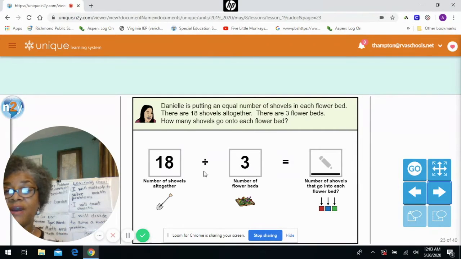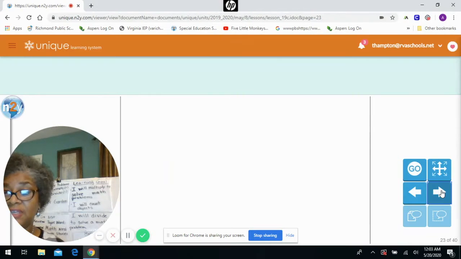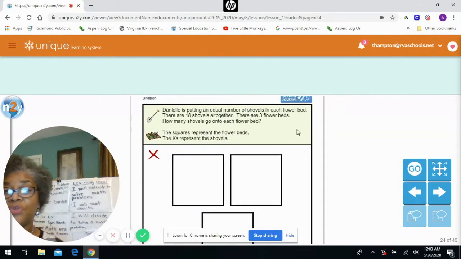Now, this is how you write it if you want to write it horizontally. That's called a math sentence. And we're not going to solve that one there. It's still the same story. We're talking about Danielle putting 18 shovels divided by three holes, okay? All righty, so here we go. We're going to the next one. Now we're going to work it out.